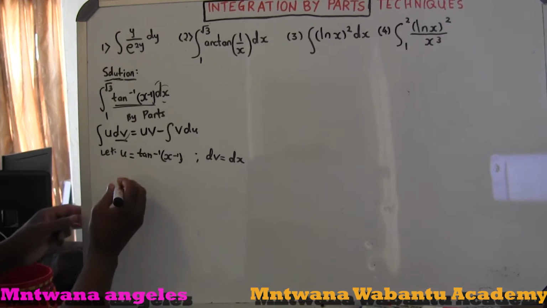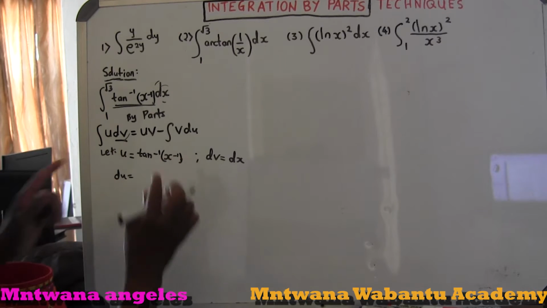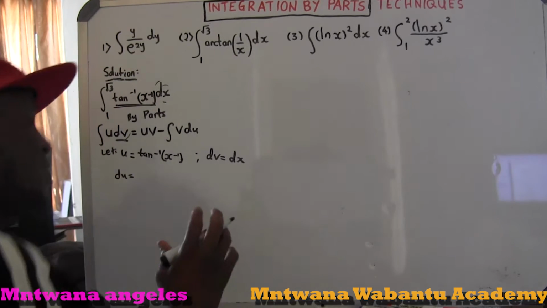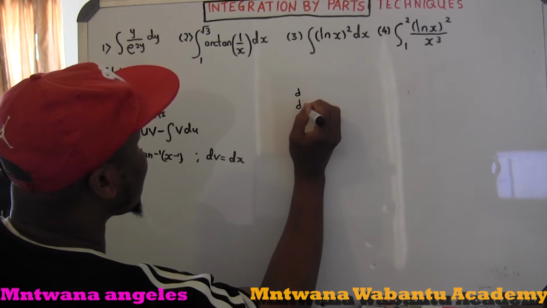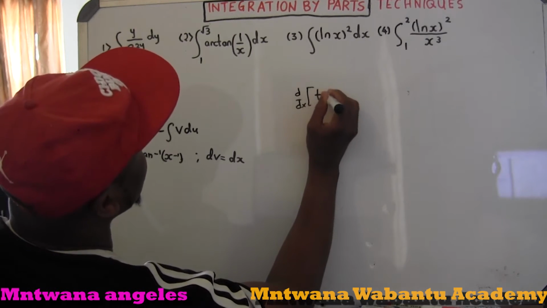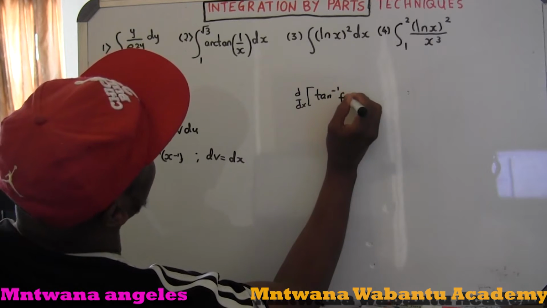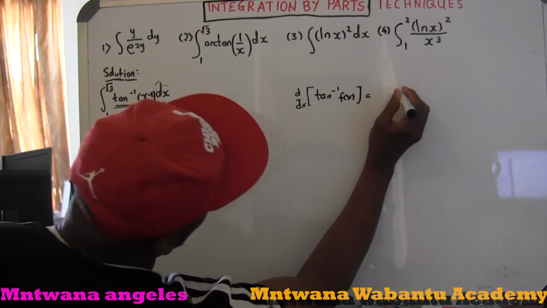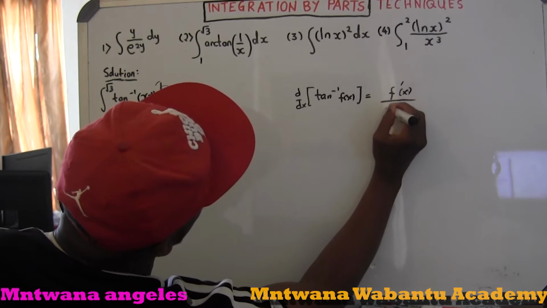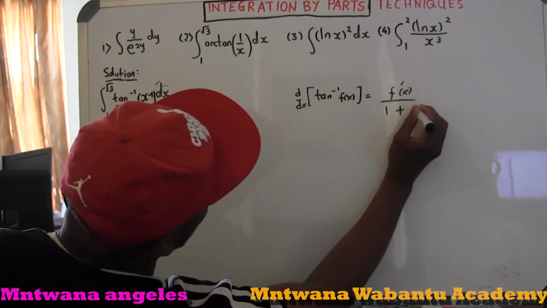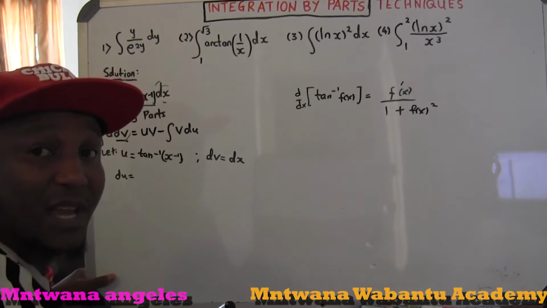Let's differentiate. When you differentiate u, it gives you du. This is a trick here. It's not tough, but let me just show you. Whenever you differentiate tan inverse of any function, you find the derivative of whatever function is inside, which is f prime, over 1 plus that function squared. That's what you do.